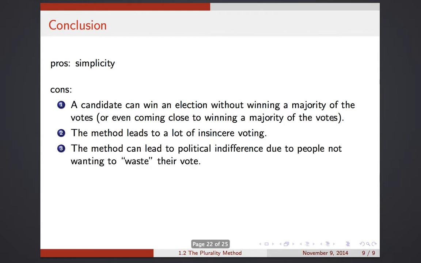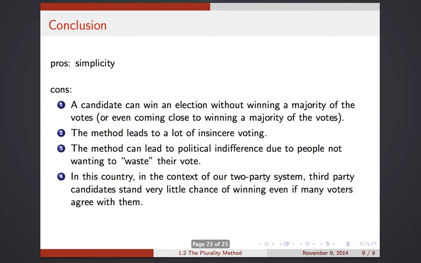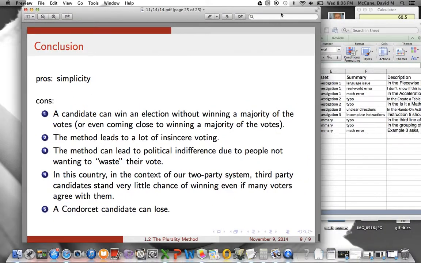You get a lot of insincere voting. You get a lot of indifference. So both of these things are consequences of thinking that your vote is a waste, that your voice actually isn't being heard. In this particular country, third-party candidates stand very little chance of winning. And you can make an argument that that's a consequence of using the plurality method. And lastly, Condorcet candidates can lose, right? Condorcet candidates are good, so they probably should win, but they often lose in this method. So that's all I had to say about the plurality method.